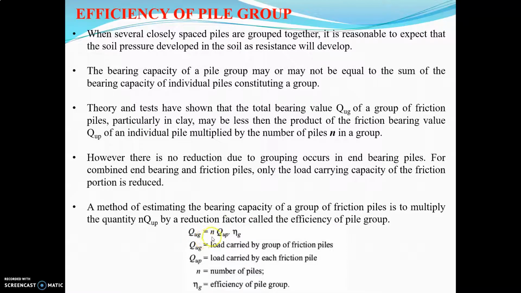So QUG is equal to N into QUP into ηG, where QUG is the load carried by the group of friction piles and QUP is the load carried by each friction pile. N is the number of piles, ηG is the efficiency of pile group. The efficiency of pile group depends upon the following factors: characteristics of pile, that is length, diameter and material, and spacing of the piles, total number of piles in a row and number of rows, etc.